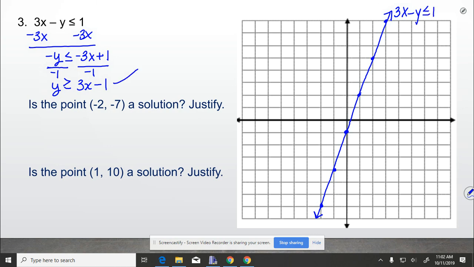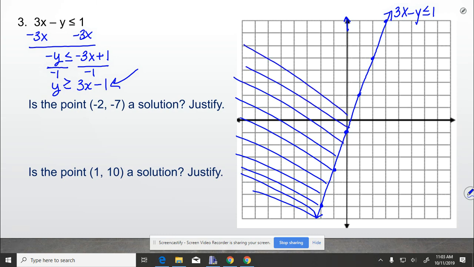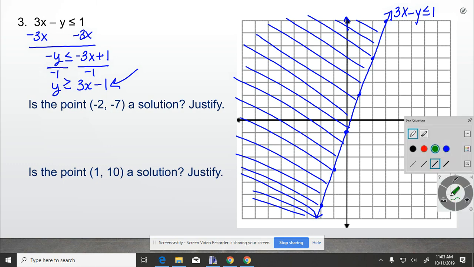Now when we're shading, we're using the new equation. Since it's greater, we're going to shade where the arrow for the y-axis is going up. So we're shading above the line. And now again, any point in that solution set is a solution to the inequality. So we're going to check some points.